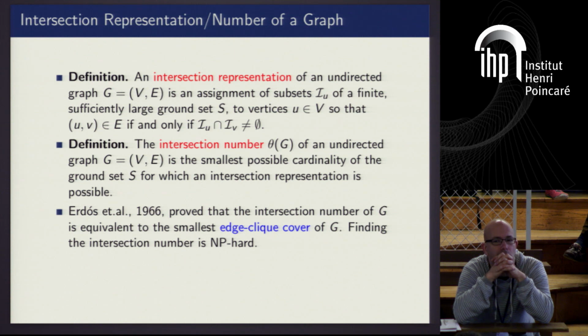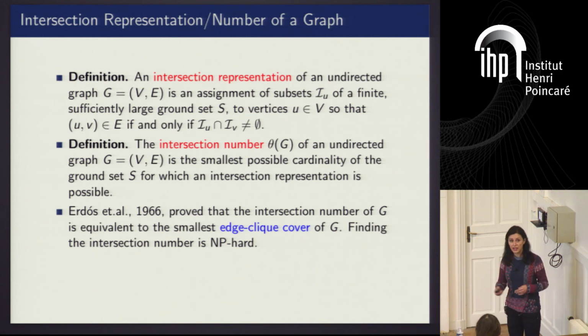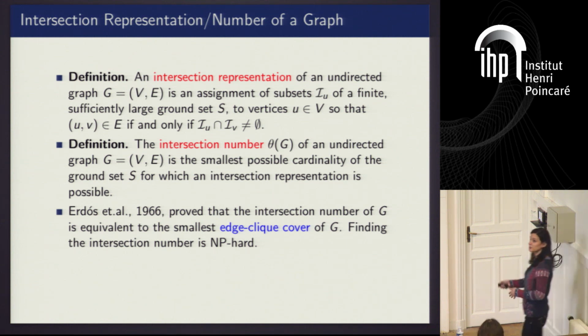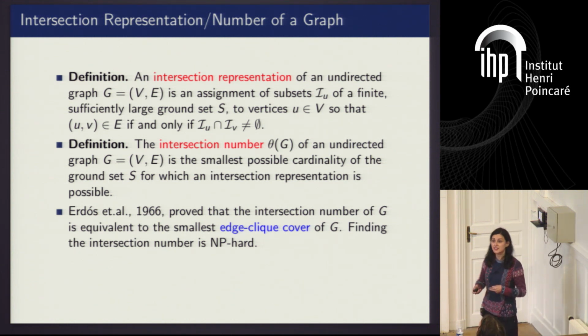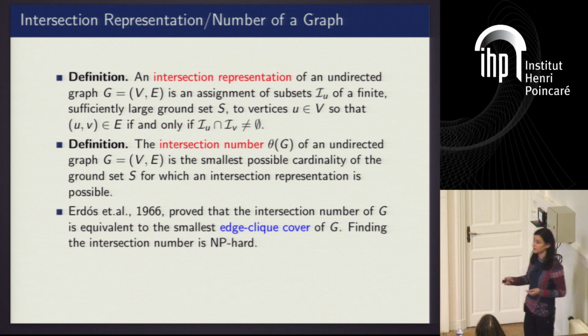So it asks what is the smallest number of cliques that you have to use in order to cover all edges in the graph. And the edge clique cover immediately associates you again with community structures, the communities being cliques, and you're asking how many potentially overlapping cliques do you need to cover the graph.